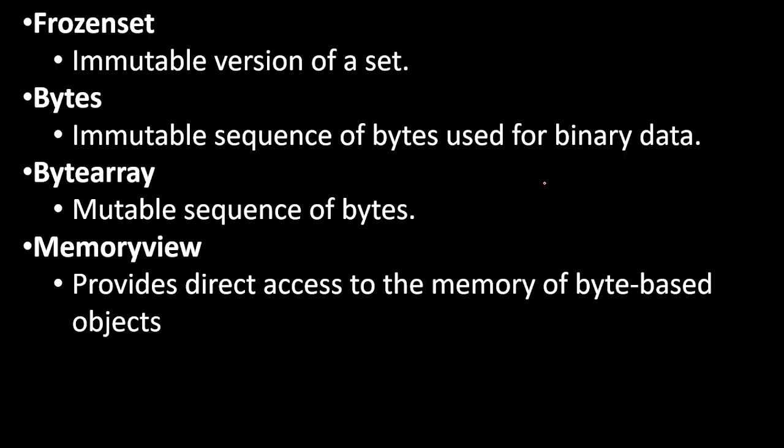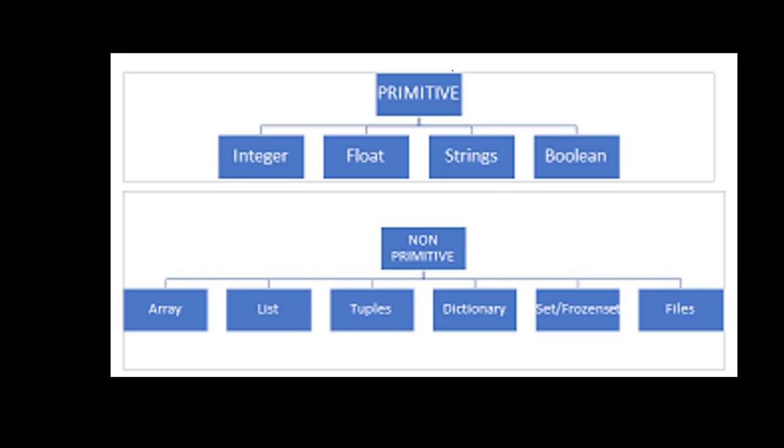As I have a target, we are going to study only 5 minutes per day. So these are all the categories. We have primitive: integer, float, string, and boolean. In non-primitive, we have array, list, tuples, dictionary, set, and files.